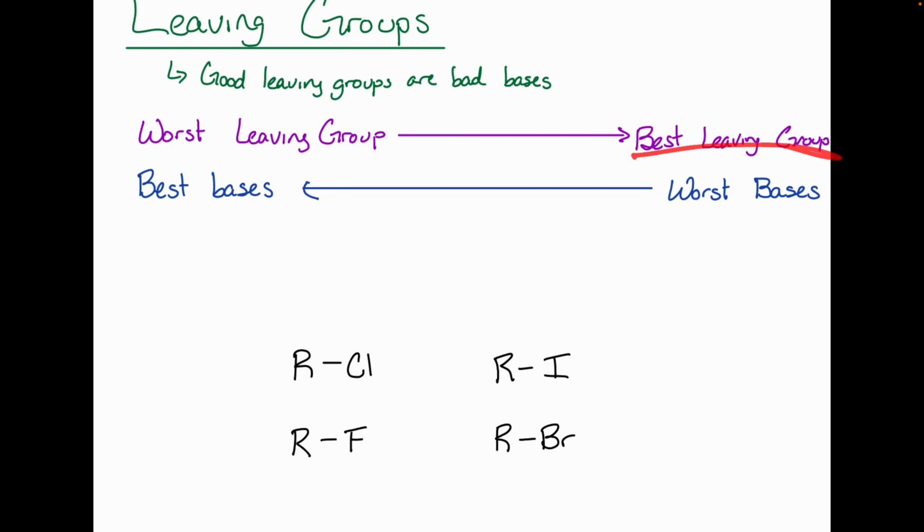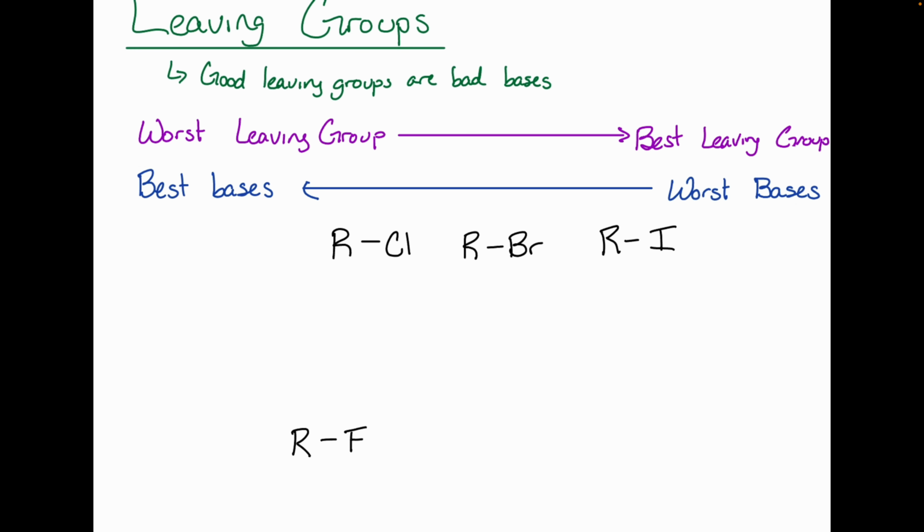Good leaving groups are bad bases. I believe in y'all. We can do this. All right, the iodide. There we go. Worst bases, best leaving groups. And it trends in order of size here, right? That was our Fario rule, where those larger atoms were more stable holding those negative charges than those smaller atoms.